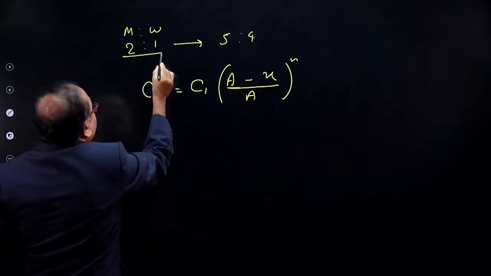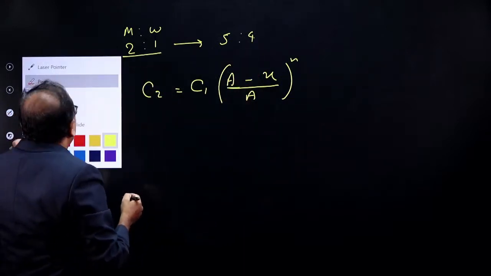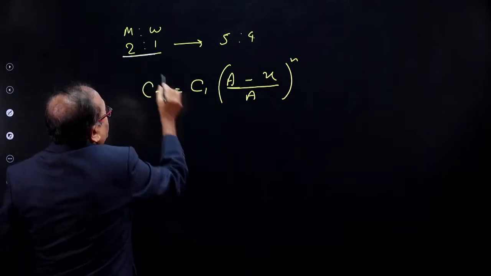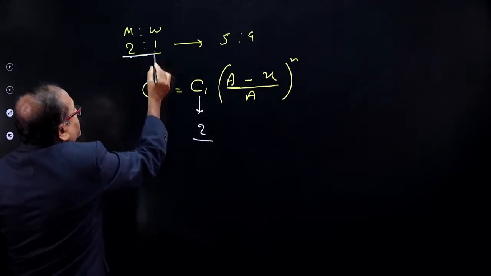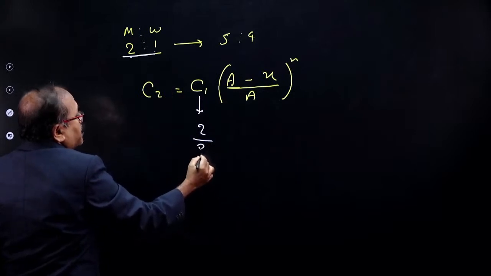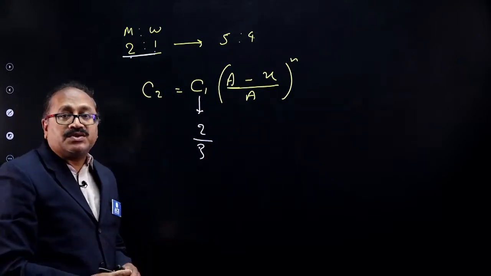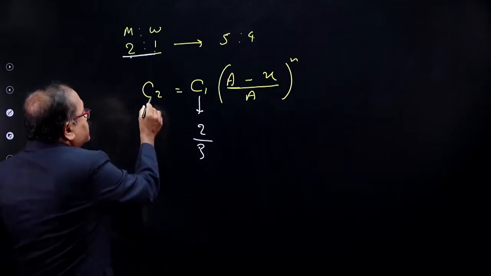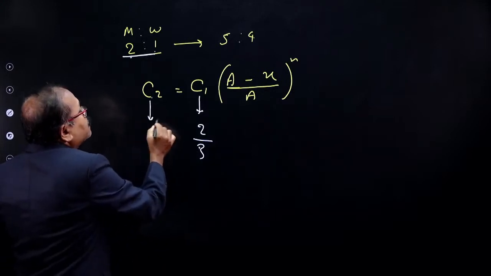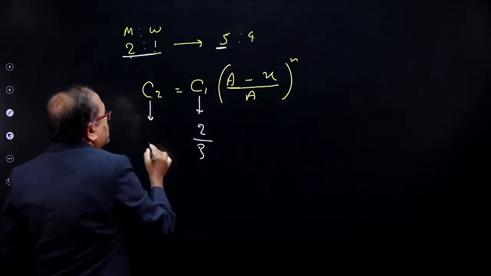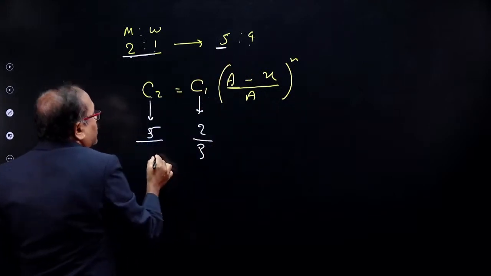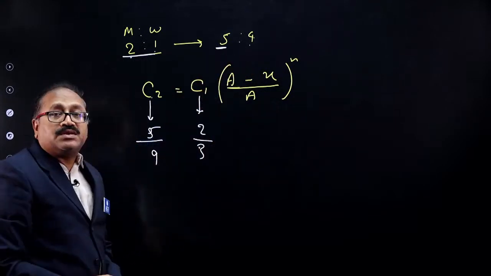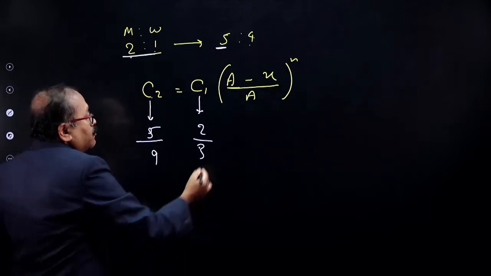So concentration 1 will be 2 parts out of 2 plus 1, which is 3. This is concentration 1. What is concentration 2? Concentration 2 here, milk is 5 parts over 5 plus 4, 9 parts. This is concentration 2. Okay, what is A?